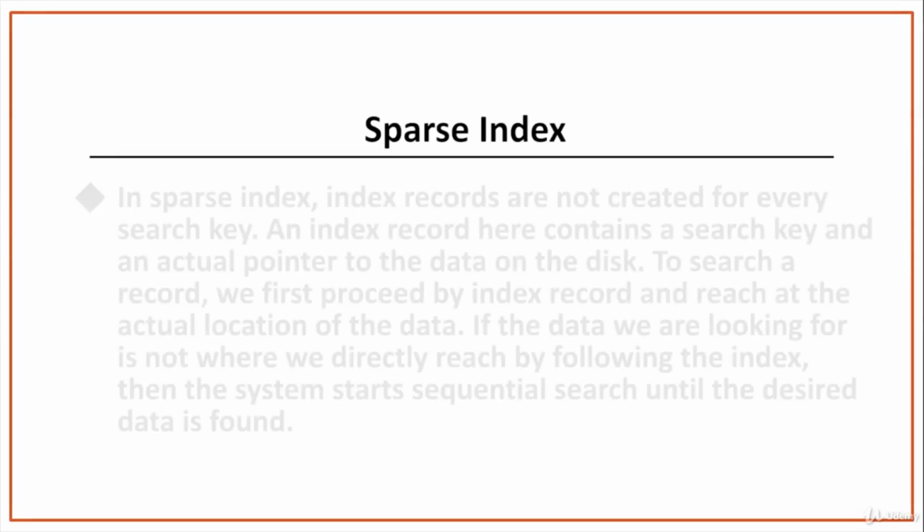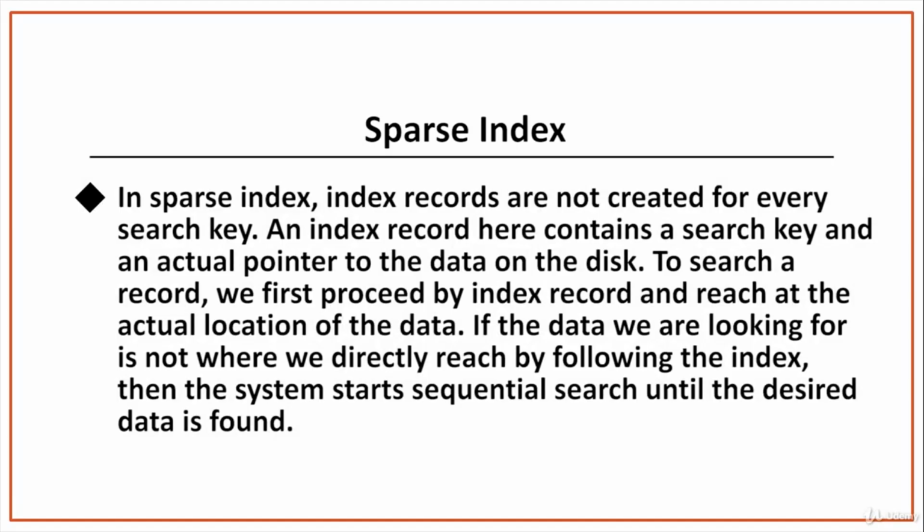In sparse index, index records are not created for every search key. An index record here contains a search key and an actual pointer to the data on the disk. To search a record, we first proceed by index record and reach at the actual location of the data. If the data we are looking for is not where we directly reach by following the index, then the system starts sequential search until the desired data is found.